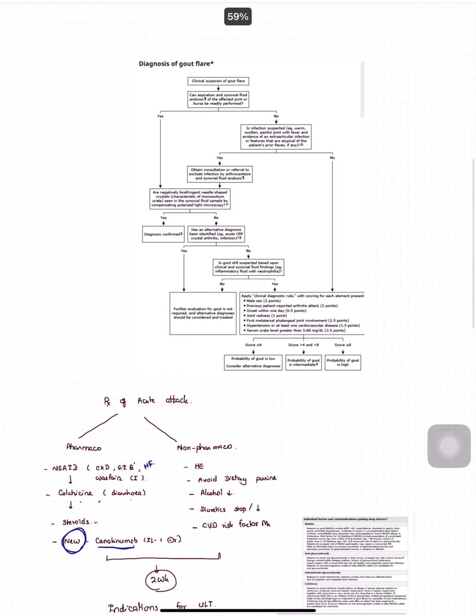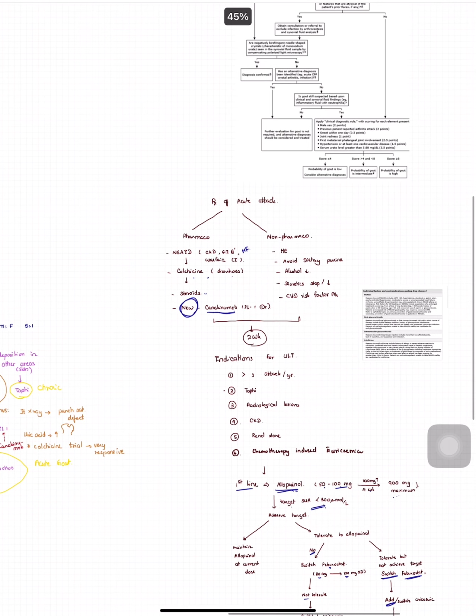In the previous video, I explained the pathophysiology, causes, clinical features, and complications, and outlined the investigations and treatment of hyperuricemia and gout. In this video, I will explain the investigation step by step and the management step by step. So what is the most important investigation in diagnosing gout?